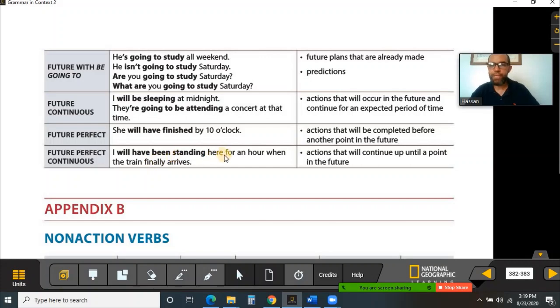I will have been studying here for 1 hour. You will always see "for" that specifies the duration of the action. I will have been standing here for an hour when the train finally arrives. An action that will continue and will be in progress up until a point in the future. When we are interested in how long the action will be, use the future perfect continuous. And when you are interested in the action itself, use just the future continuous.